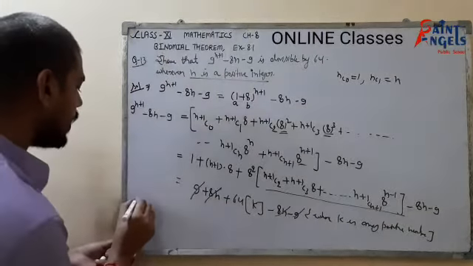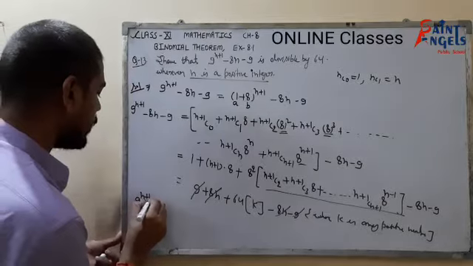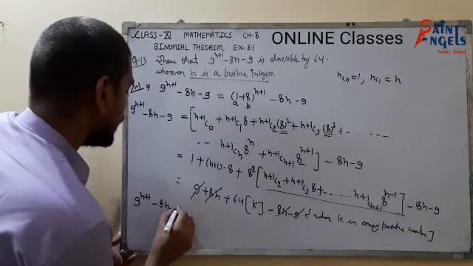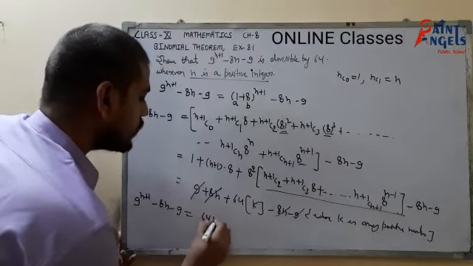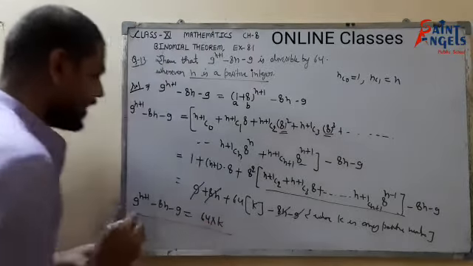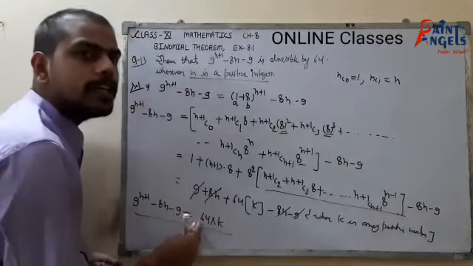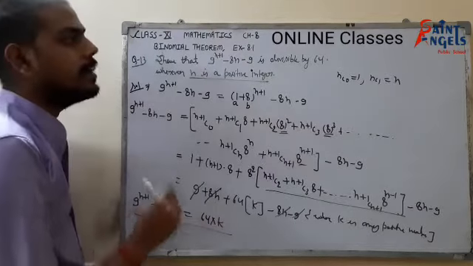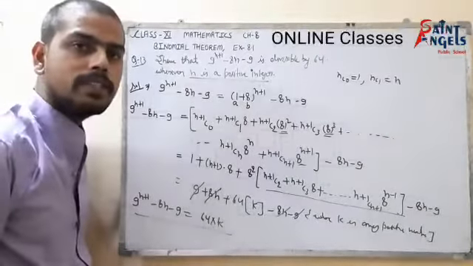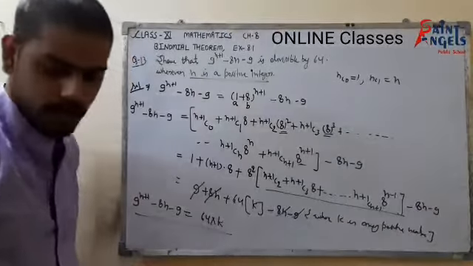So what we are left with is that 9 to the power n plus 1 minus 8n minus 9 is equal to 64 into k. It means what? That this number is a multiple of 64. It simply means that this number is divisible by 64. I hope it's clear. Please pause the video and note it down.